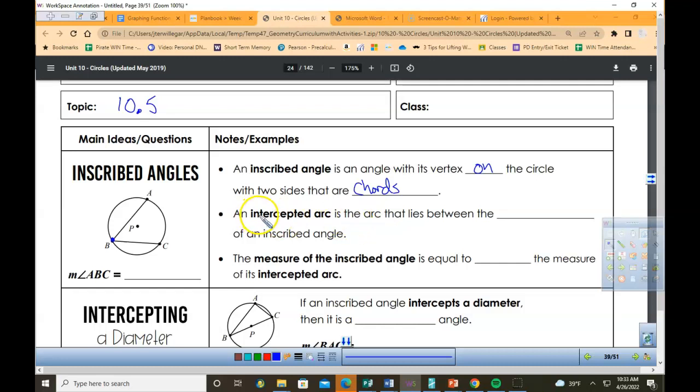Now, an inscribed angle has an intercepted arc that lies between the chords, or the endpoints, of the inscribed angle. So this right here would be your intercepted arc.